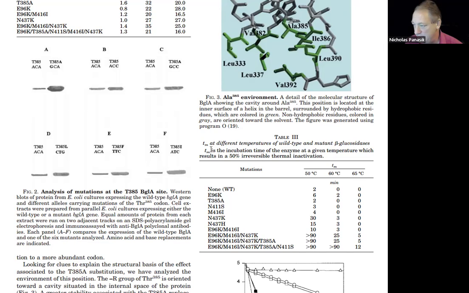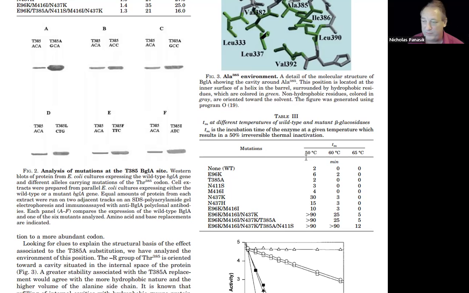For table 3, this is the TM, or the melting temperature, at different temperatures for wild type and their mutants. And TM is the incubation time of the enzyme at a given temperature, which results in 50% thermal inactivation. So in other words, half of it dies. So this is a measure of how quickly the stuff is denaturing.